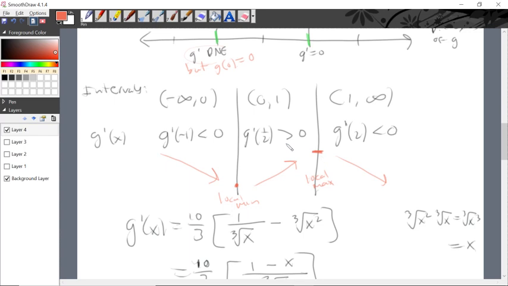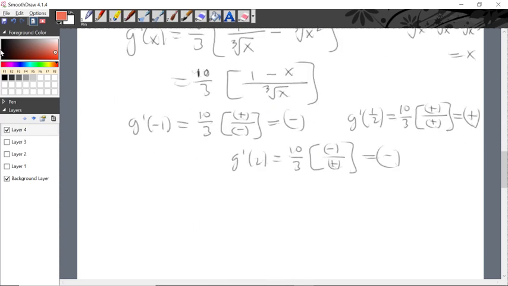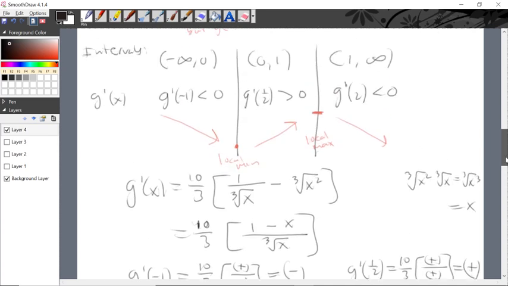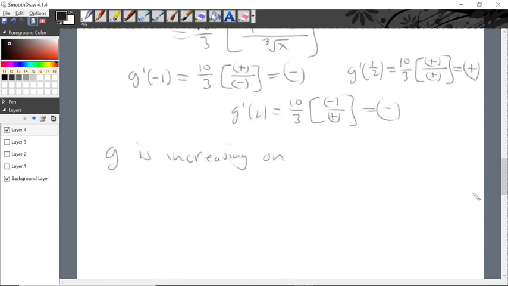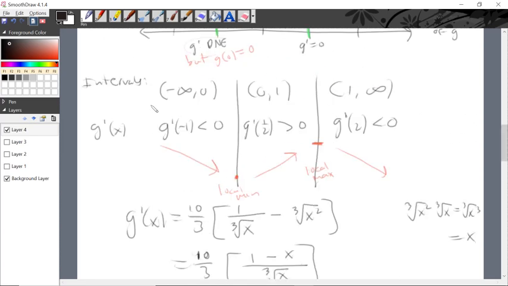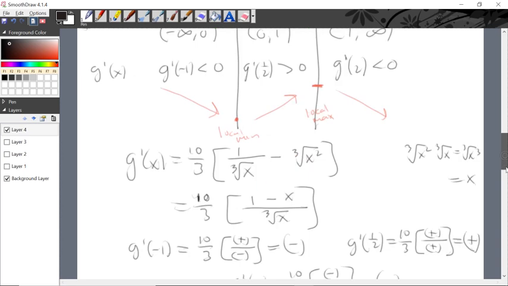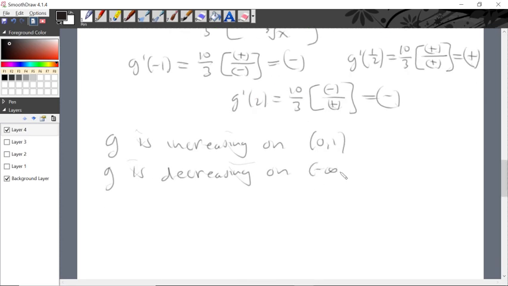All right, let's start stating this information. Part A was asking for intervals of increasing and decreasing. So let's start with increasing. g is increasing on the interval from 0 to 1. That is an open interval. And g is decreasing on the intervals from negative infinity to 0 and 1 to infinity. So negative infinity to 0 and 1 to infinity. That would be fine.